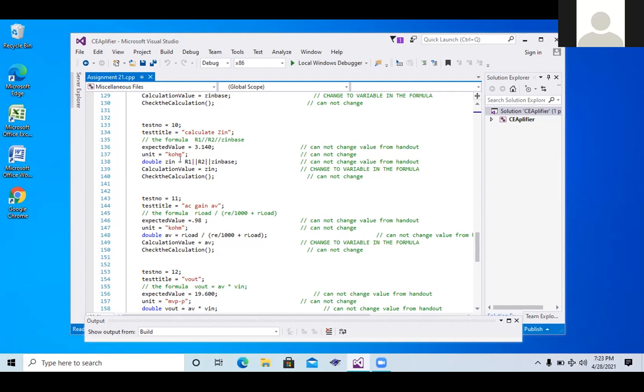So Zn equals 1 divided by, open parenthesis, 1 over R1, plus 1 over R2, plus 1 over Zn base, and close parenthesis. Okay. All right, that sounds good.